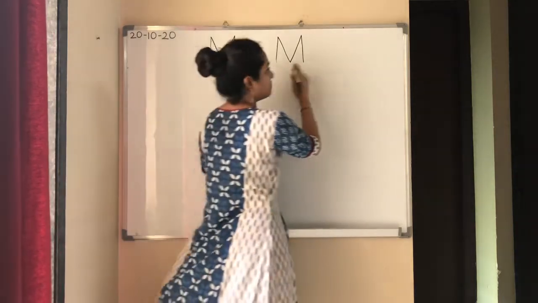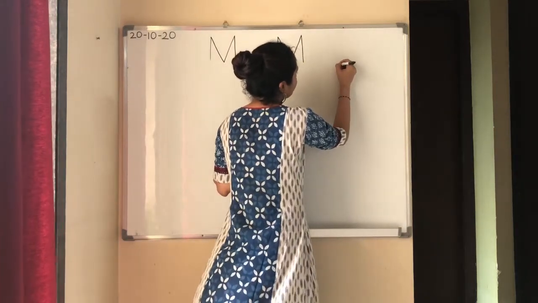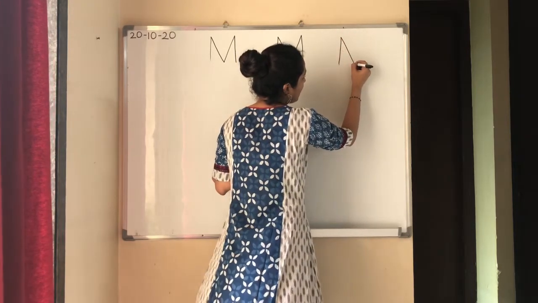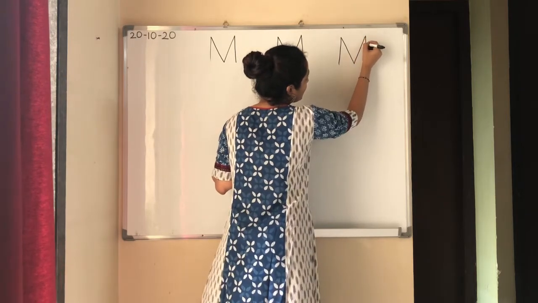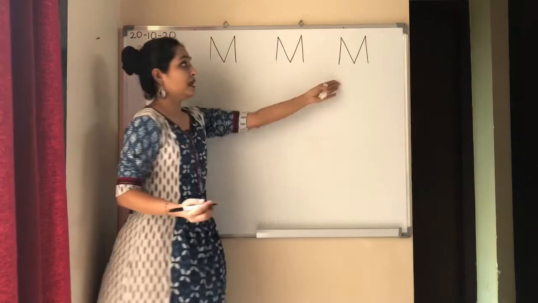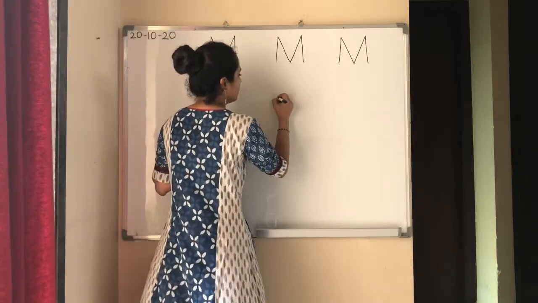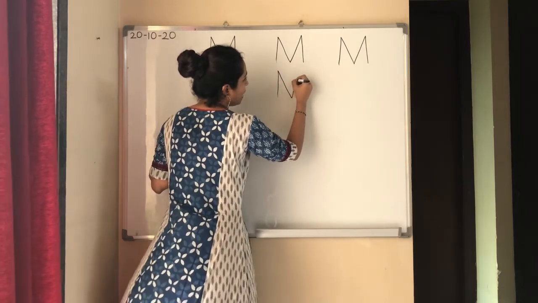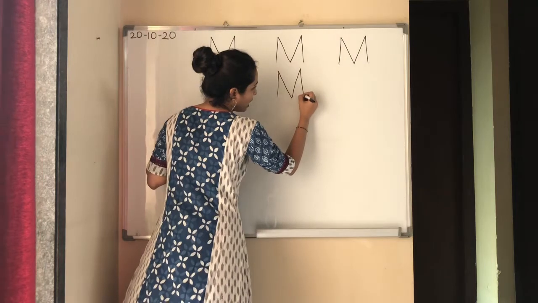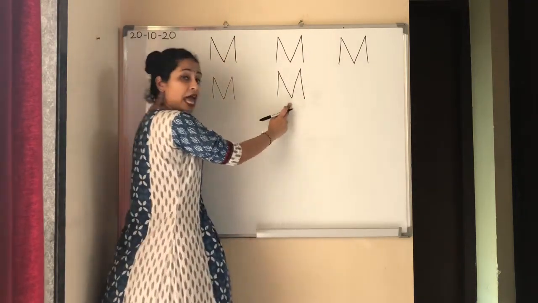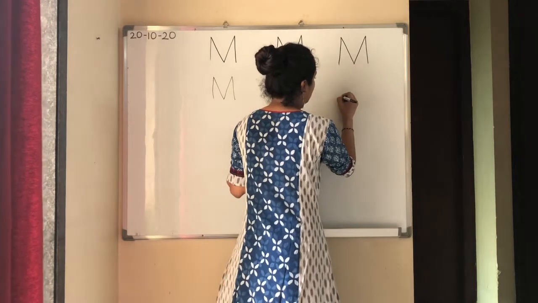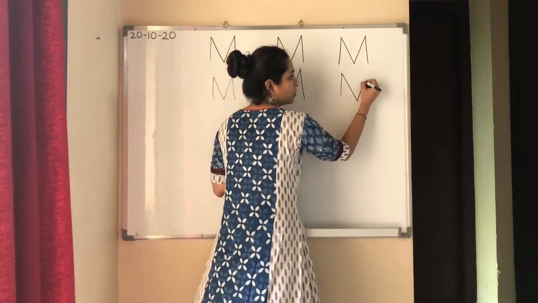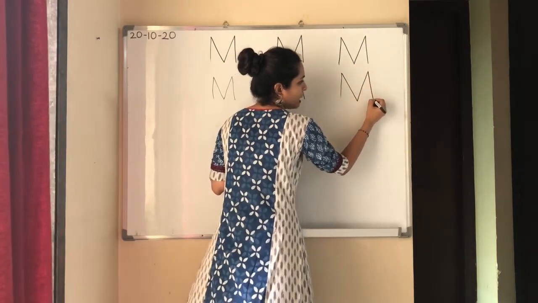Letter M. Come on, let's write it last time. Go up standing line, come down slanting line, go up slanting line, come down standing line. Letter M. Again. Let's write again.